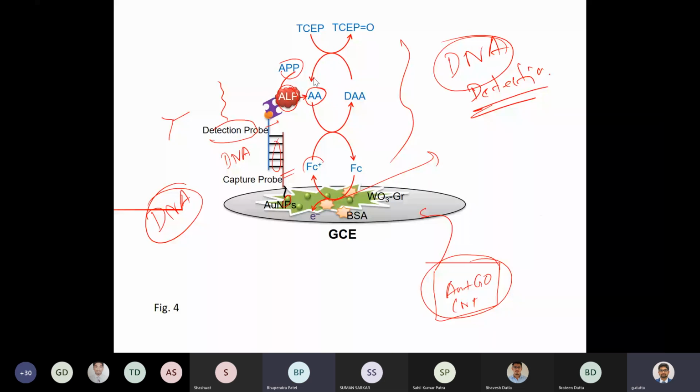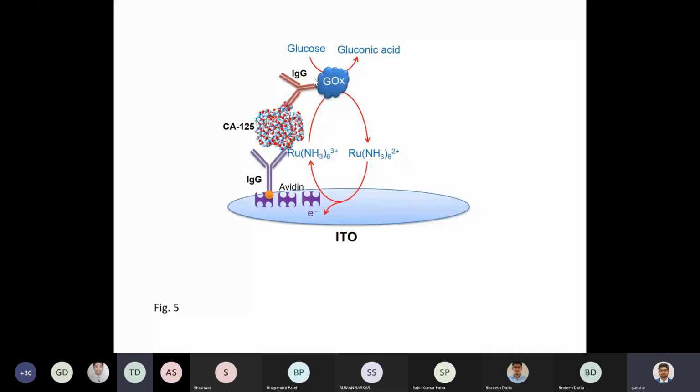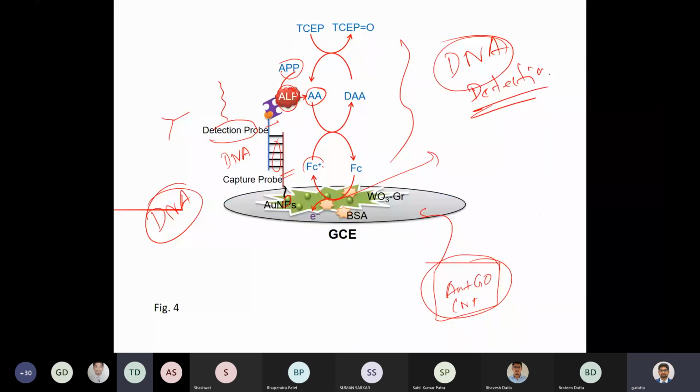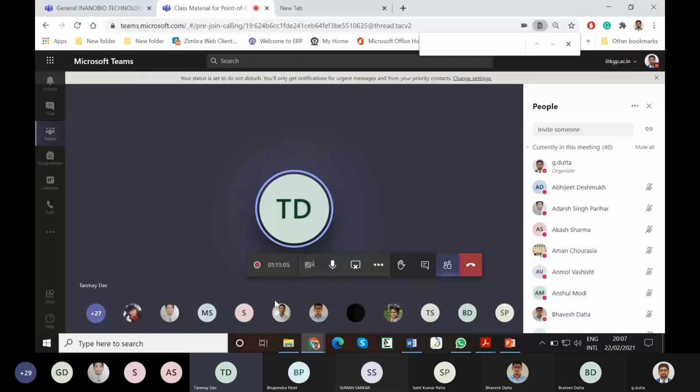Yes, sir. Sir, in case of TCEP or NaBH4, since you said that both of them get exhausted, it may lead to a decrease in the current, right? So if NaBH4 gets exhausted, then quinonimine will not get reduced to aminophenol again. Yeah, so that's why this will stop the reaction.